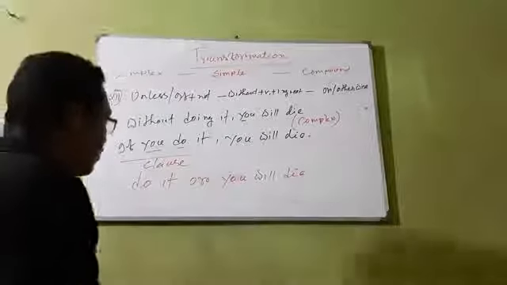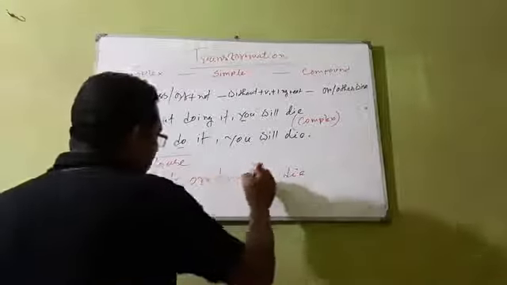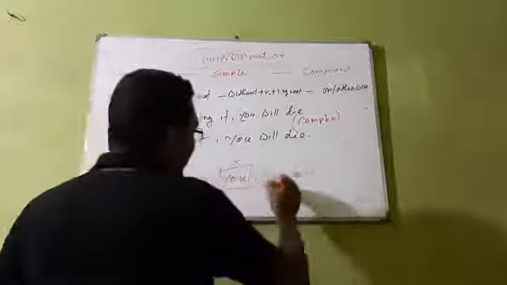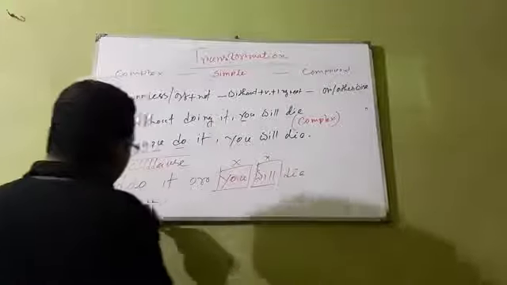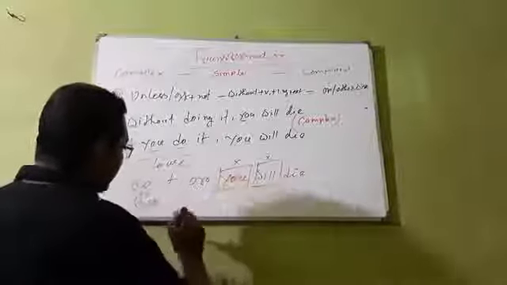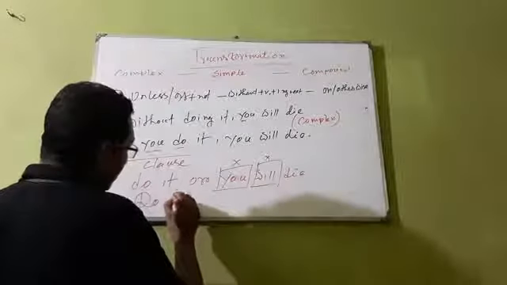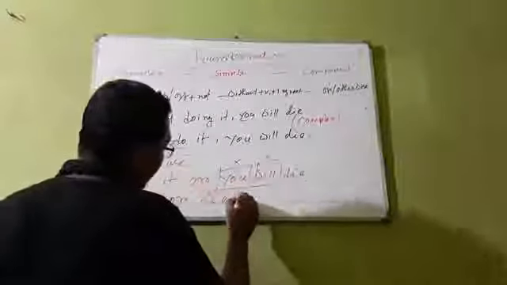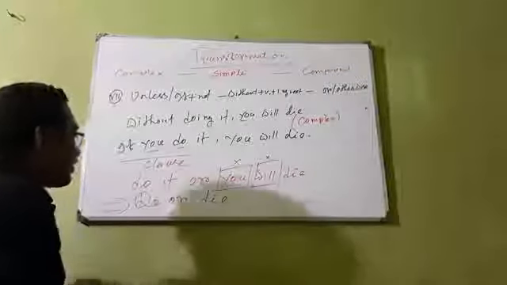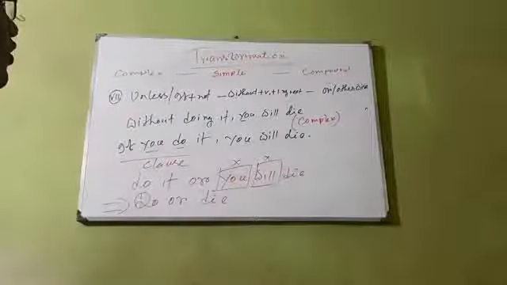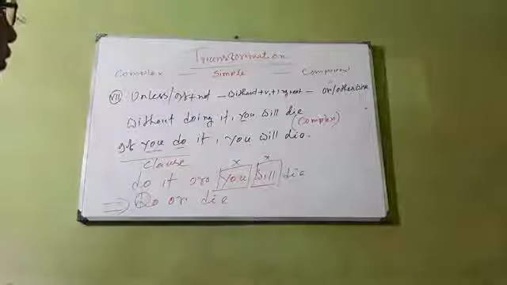Then we can also omit this subject and this auxiliary verb. Then the sentence takes the form do or die. Okay, this is the ultimate compound form of this sentence.